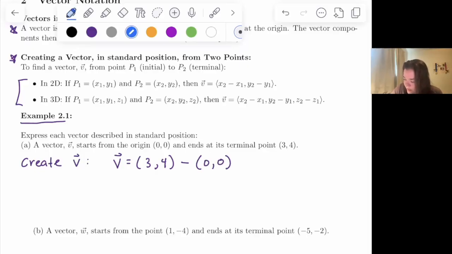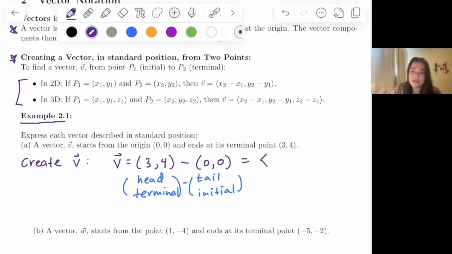So let's just make note of that. You take the head, or terminal point, if you prefer to call it that, and you subtract from it its tail, or its initial point, if you prefer to call it that. So you do head minus tail, and then we change to a bracket notation, an angular bracket notation.